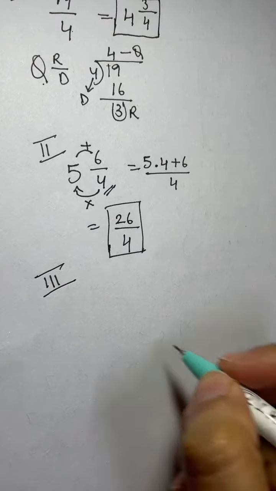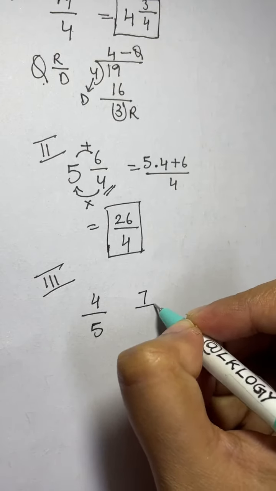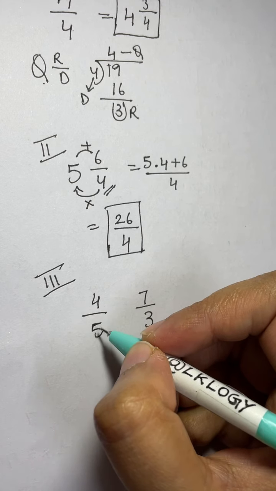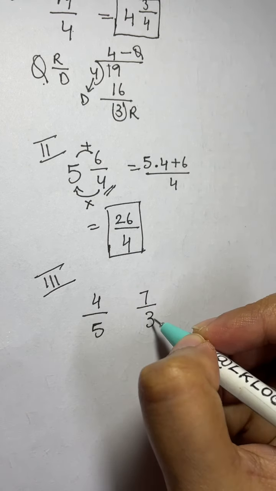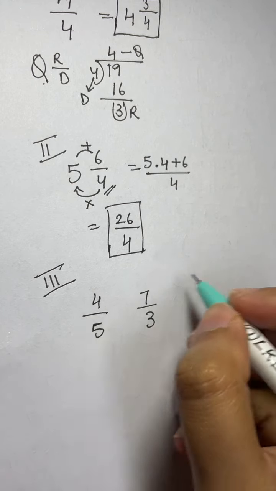Yes. Okay, let's see number 3. Number 3 is comparing two fractions. When you're comparing two fractions, most of you will have a doubt. We have a total number of parts of 5, out of which 4 are shaded. Here the total number of parts is 3, out of which 7 are shaded. And how do we compare that?